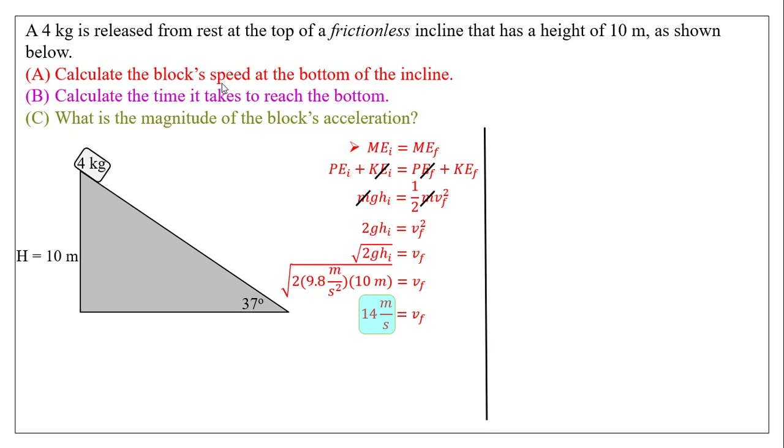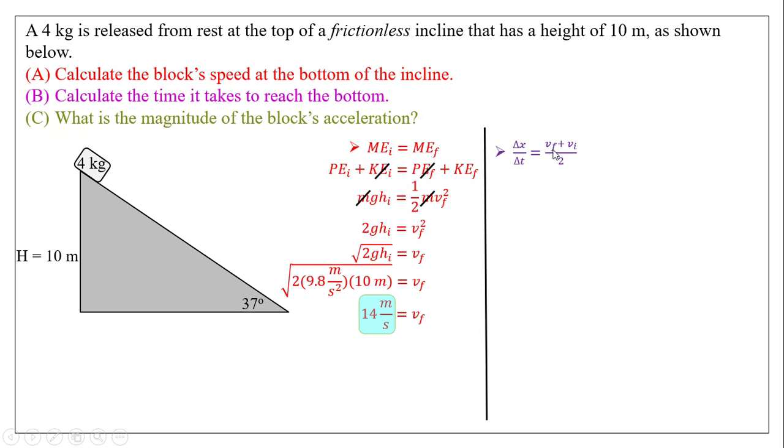Part B asks you to calculate the time it takes to reach the bottom. Well, there's a bunch of different ways to do this, okay? I'll show you a couple ways, and then hopefully you do whatever you want. Here, I think the easiest way for me is I recognize that this is the information I'm given. Here, it has to find time, so time is my unknown.